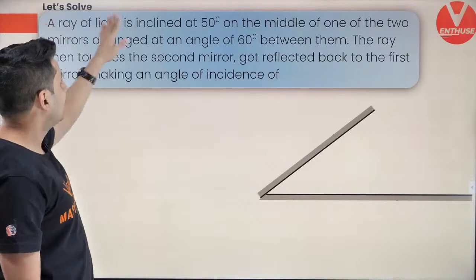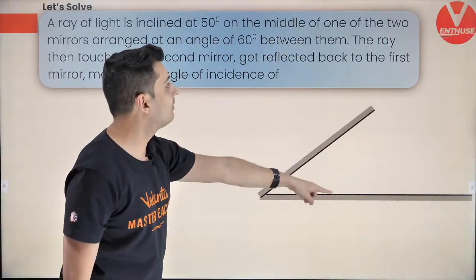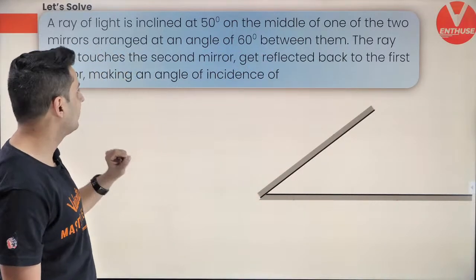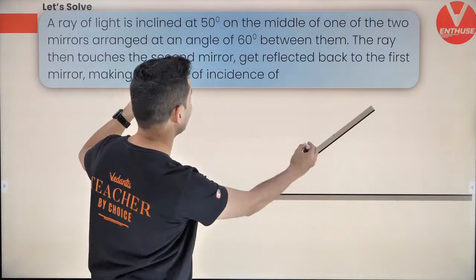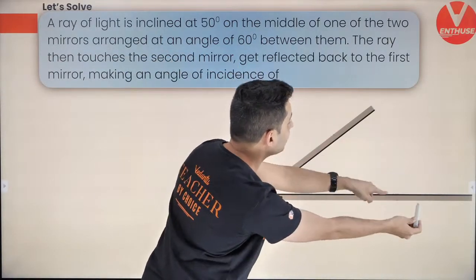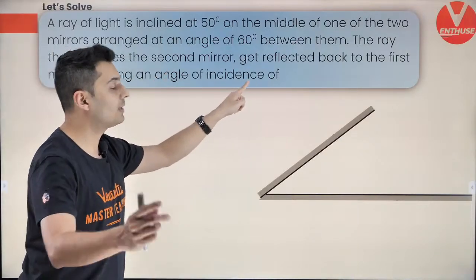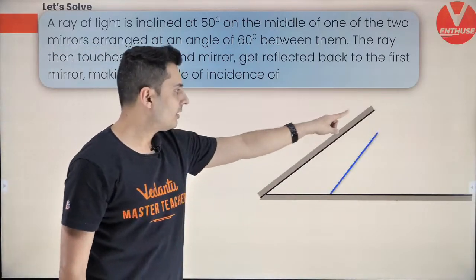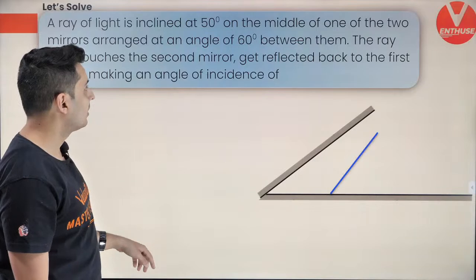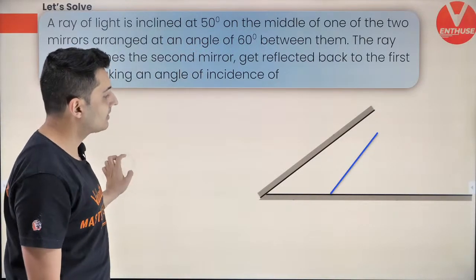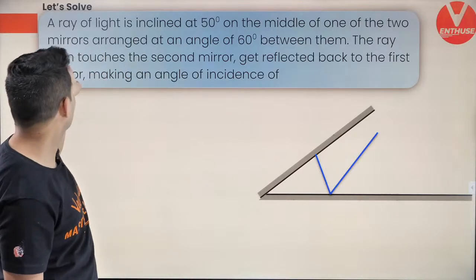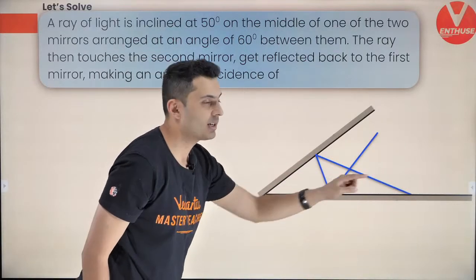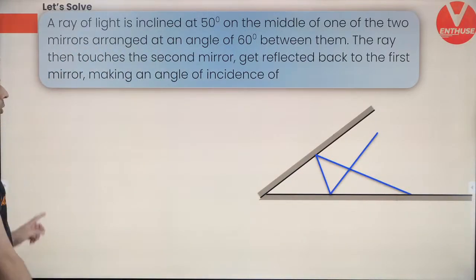So a ray of light is inclined at 50 degrees on the middle of one of the two mirrors arranged at an angle of 60 degrees between them. The ray touches the second mirror, gets reflected back to the first mirror, making an angle of incidence equal to how much? So let's understand what is happening. First, a ray hits the first mirror at an angle of 50 degrees, gets reflected and hits the second mirror. Then it touches the second mirror, gets reflected back to the first mirror. That's what is happening.